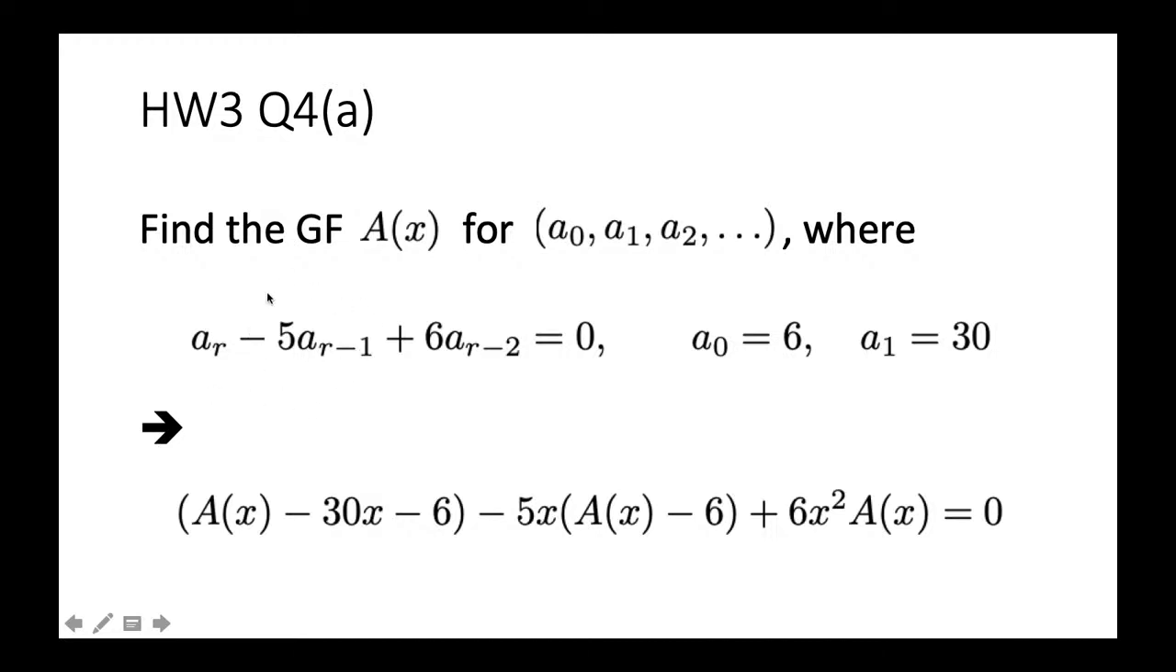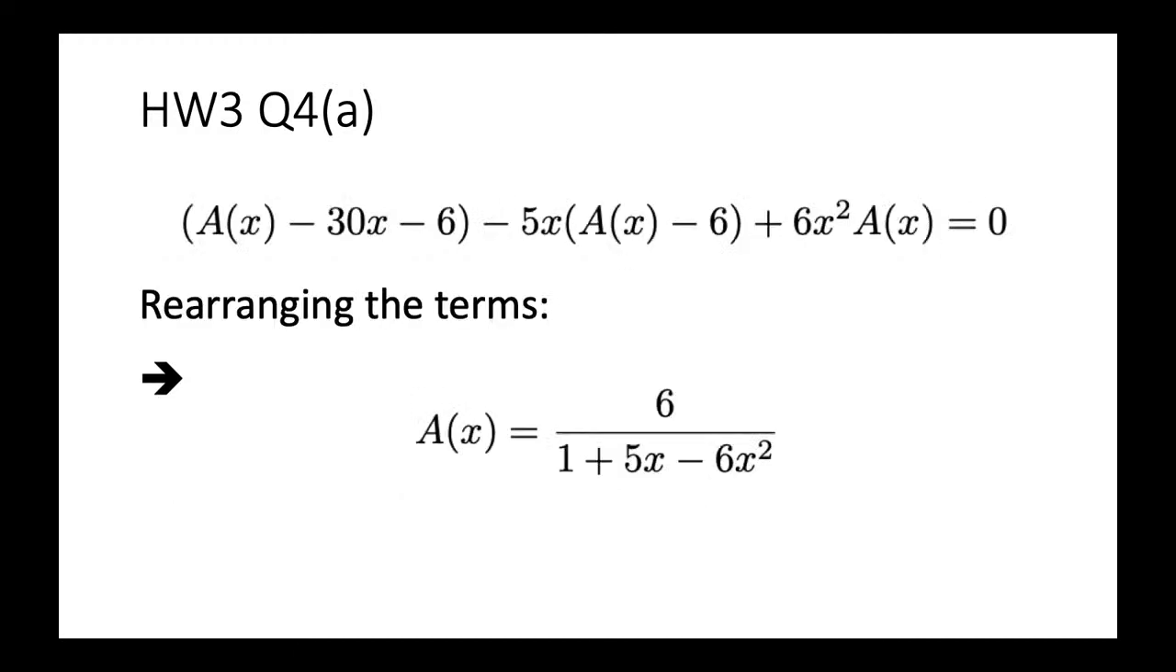And similarly, when we add up this part, we will get minus 5x multiplied with A(x) minus a_0. Is that okay? And when we add up this part, we will get plus 6x squared multiplied with A(x). Now for this assignment question, we just ask you to find the generating function for a_n. So that's easy. When we have this already, we can rearrange the terms and find out A(x). So it turns out that this is minus 5x, this is minus 6, so it cancels with this minus 30x. So the only remaining part is minus 6.